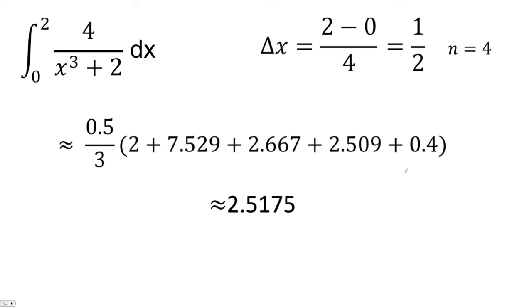but it gives us the best choice between the trapezoid method, the midpoint method, and finally Simpson's rule. And the units for this number would be in units squared. And that is the approximate area under the curve of 4 over x cubed plus 2.